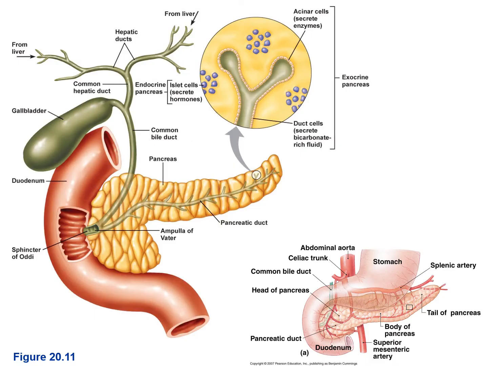Here's a picture of the pancreas with the pancreatic duct, which will carry the pancreatic juice. The common bile duct will join in, and then they will both empty into the duodenum.